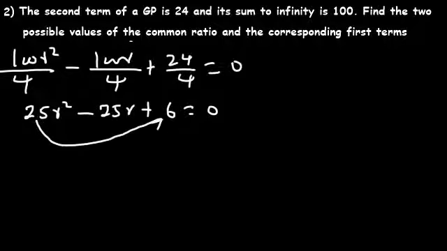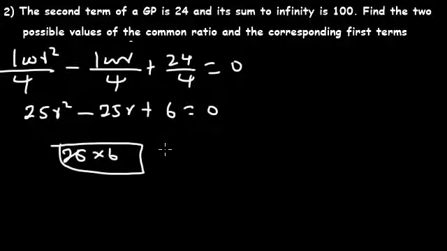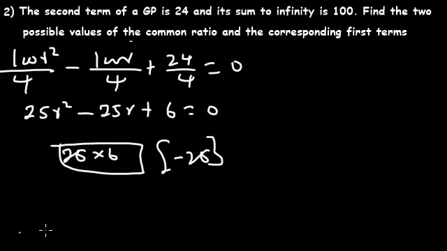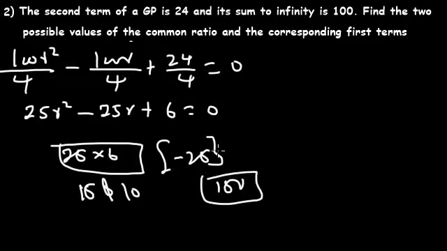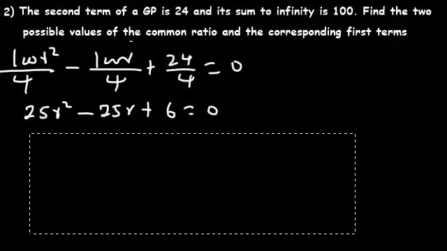We need two numbers that multiply to 25 times 6 and at the same time add up to minus 25. So what are these two numbers? Can we use 15 and 10? 25 times 6 gives us 150. And if we break 150 into two, we can have 15 and 10. And 15 plus 10, if we assign minus to both of them, we should get minus 25. If we multiply, we should end up with 150. So 15 and 10 is best to use.